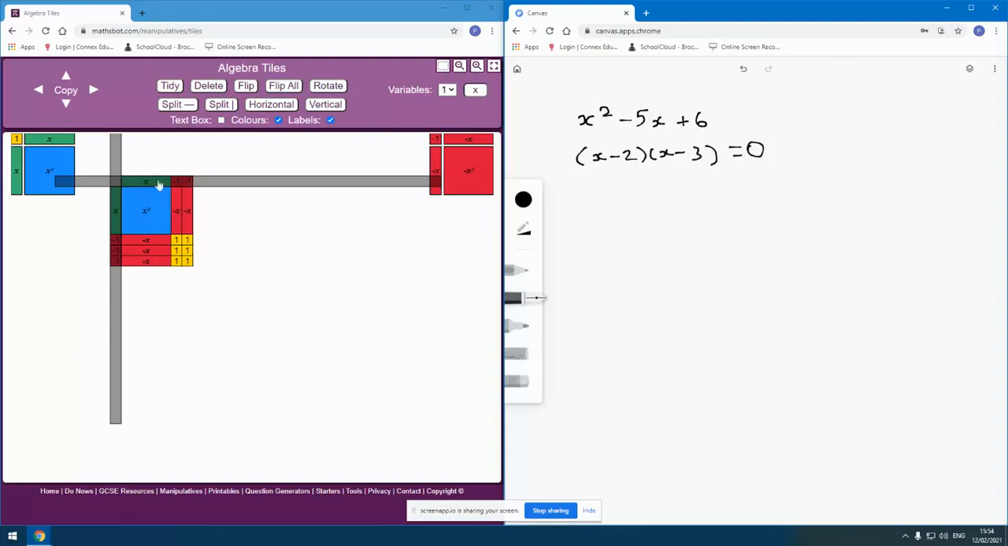What I need here is some opposites, some inverses. So what would make this 0? Of course, if I replace the x here with a positive 2. And what's really nice here is that we can actually show that using the tiles. What would happen if I replace that x with a positive 2? Then of course I'd need to replace this x with a positive 2 as well.